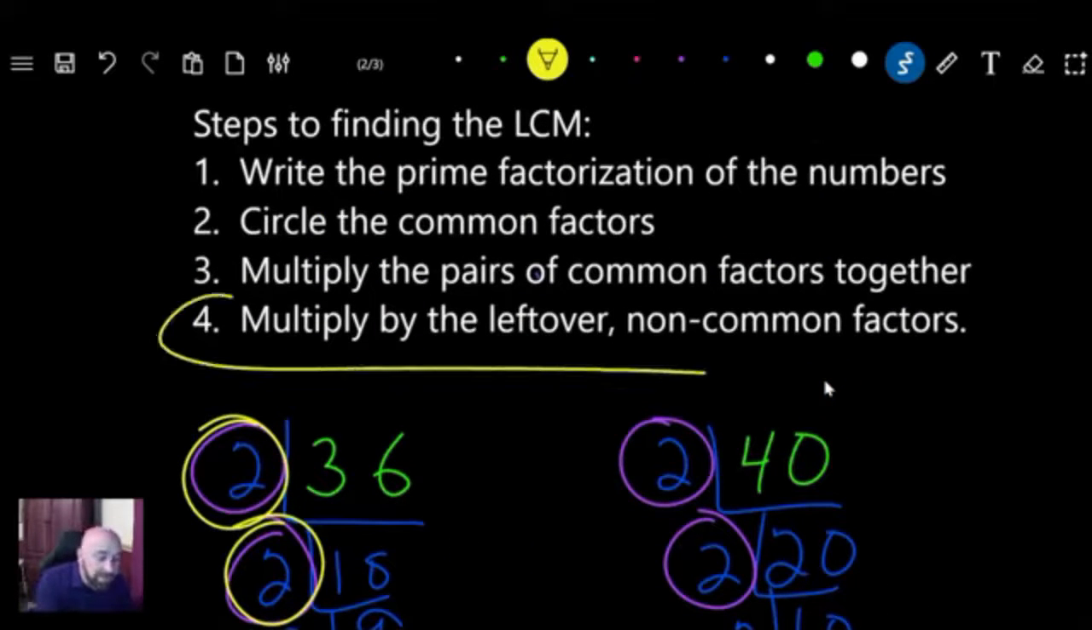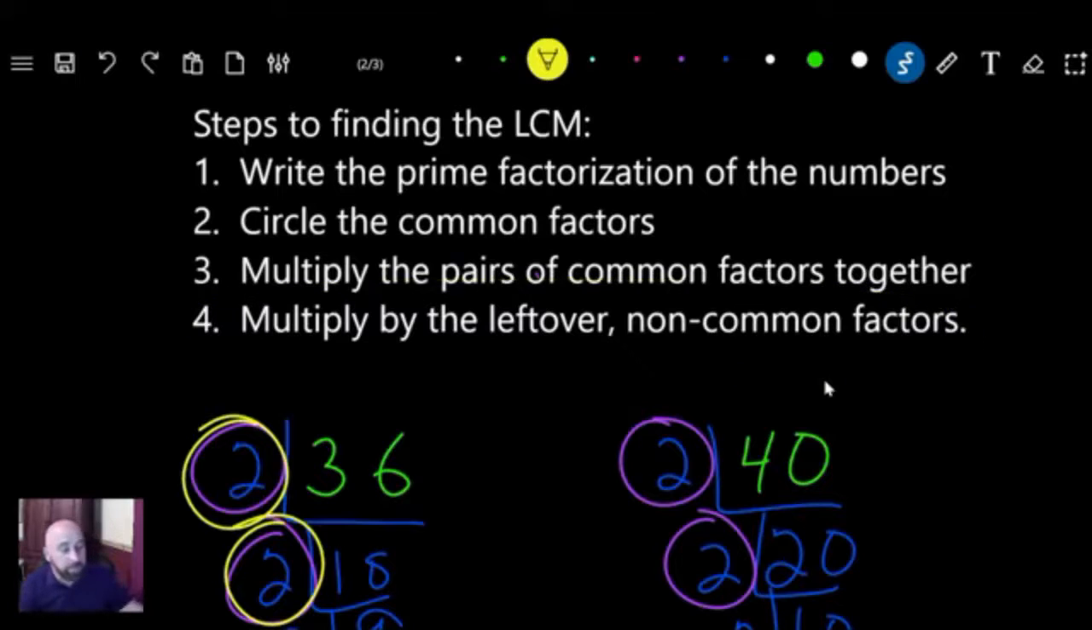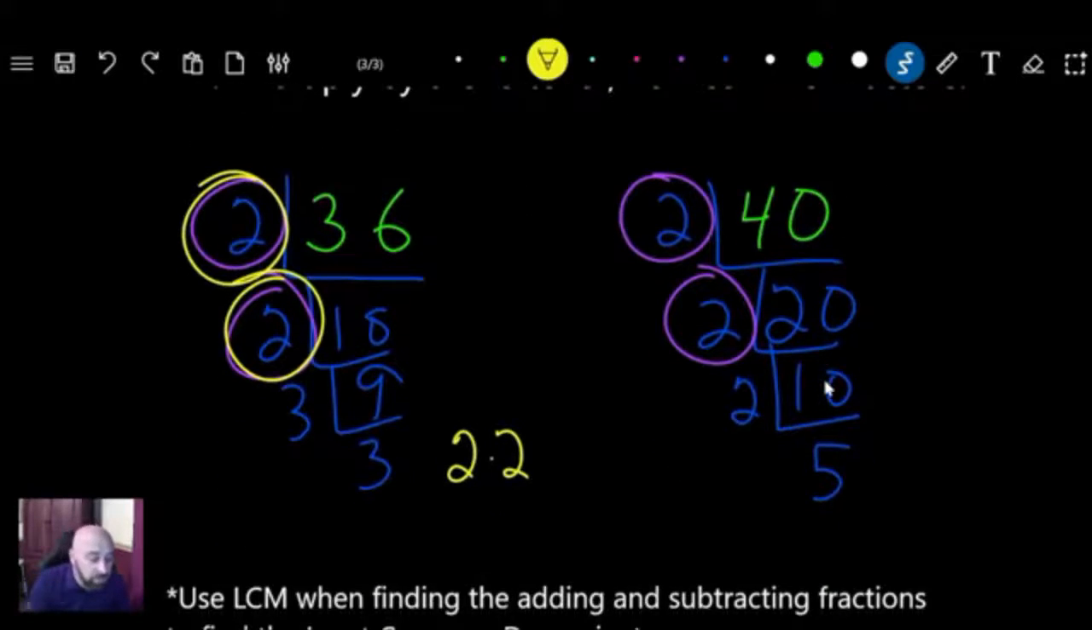But notice what this says. This is the new step, step number 4. Multiply the leftovers, or the non-common factors. Look, we have a leftover 3, 3, 2, 5. Times 3, times 3, times 2, times 5.